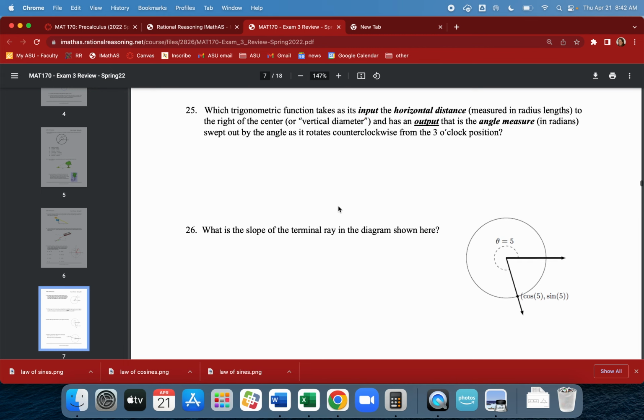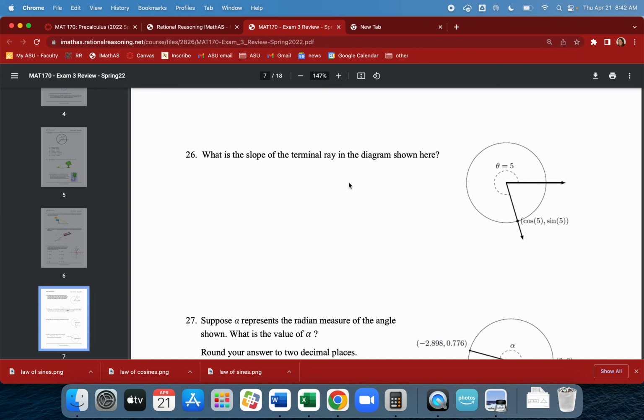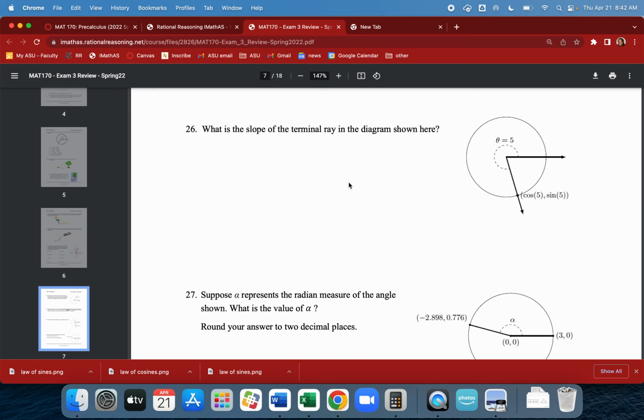So weirdly worded, but if you can draw a picture of it, that can help. Slope of a terminal ray, slope is tangent, right? Our tangent function would be y over x, but that's also sine of 5 over cosine of 5. So sine of 5 over cosine of 5 and tangent of 5 are both the same thing, because tangent's supposed to be y over x, but I know what y and x are here, so instead of saying tangent of 5, I can also say sine of 5 over cosine of 5, same thing.